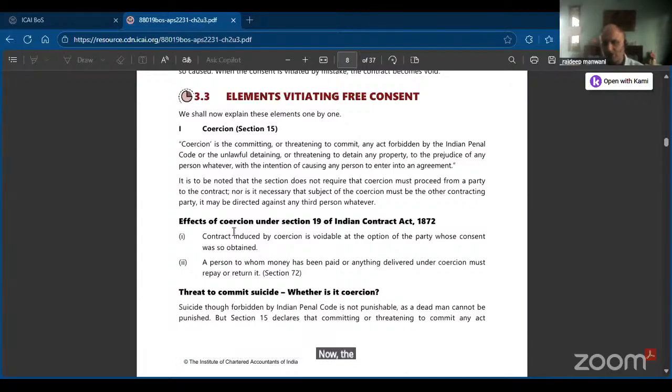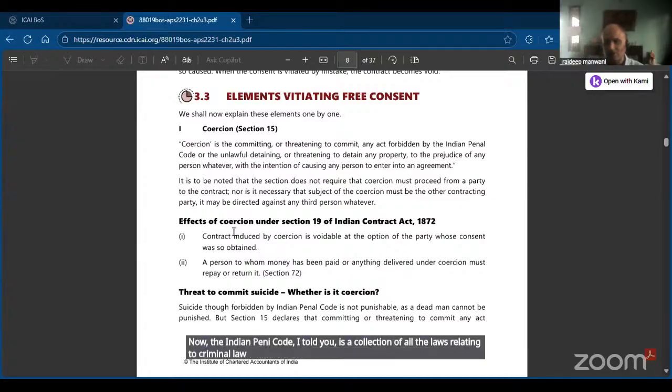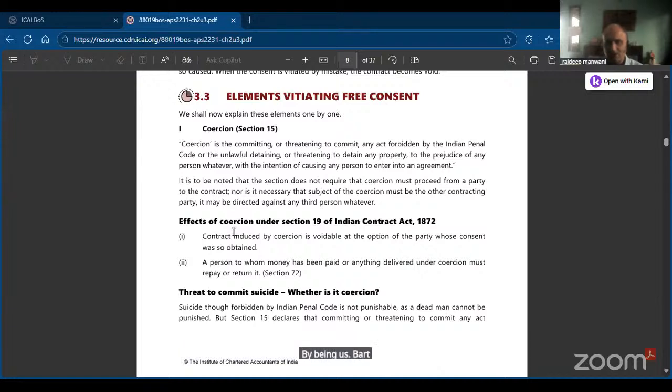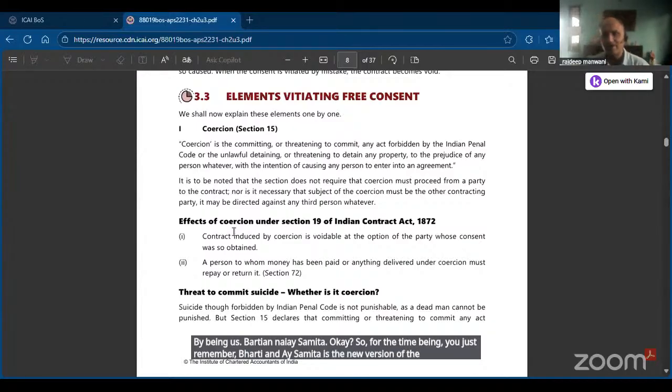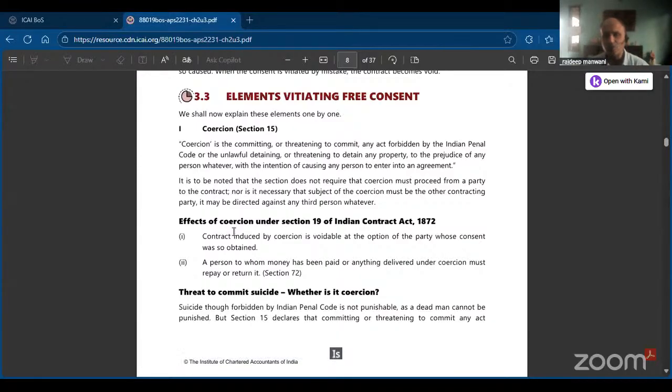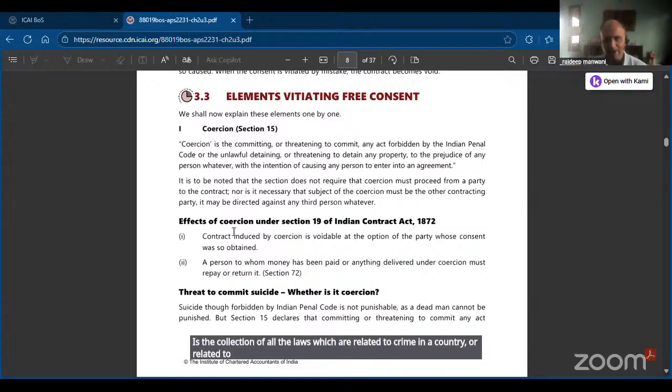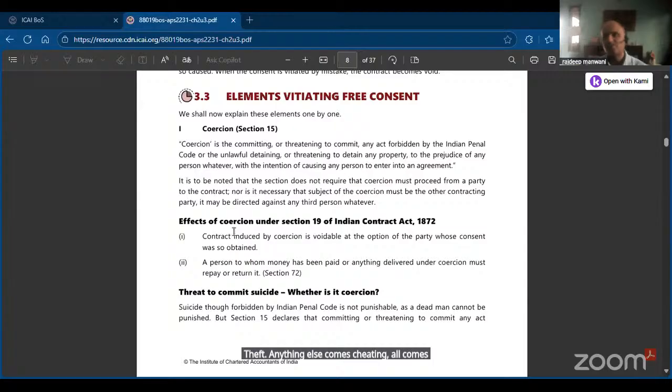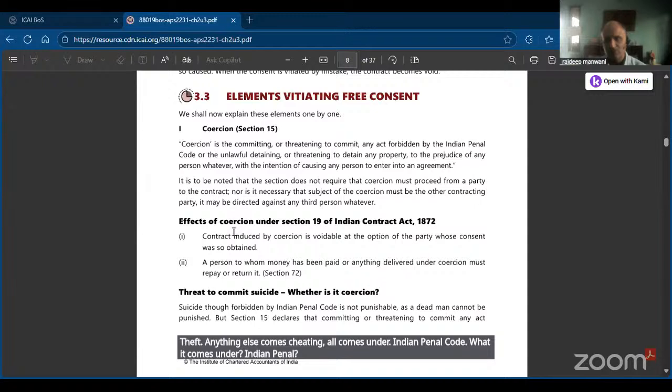Now, the Indian Penal Code, I told you, is a collection of all the laws relating to criminal law in our country. Now it's been replaced by BNS, Bharatiya Nyaya Samhita. So for the time being, you just remember Bharatiya Nyaya Samhita is the new version of the Indian Penal Code, and the Indian Penal Code is the collection of all the laws which are related to crime in our country, whether related to murder, dacoity, rape, theft, cheating, anything, all comes under the Indian Penal Code.